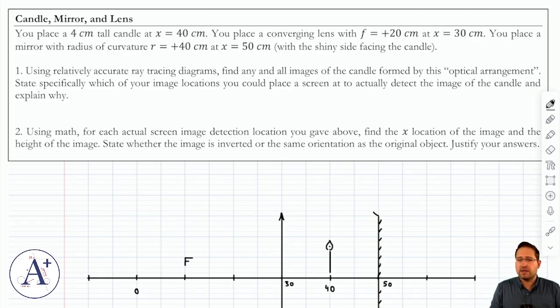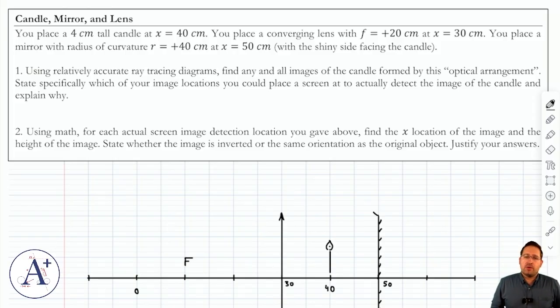Well, actually, my bad. We don't know if it's a concave mirror. I jumped the gun. I said it's a concave mirror because I knew R is positive. But the point is, a positive radius of curvature is associated with a concave mirror. A negative radius of curvature is associated with a convex mirror. Okay. So first, ray tracing. Using relatively accurate ray tracing, find any and all images of the candle formed by this quote-unquote optical instrument.